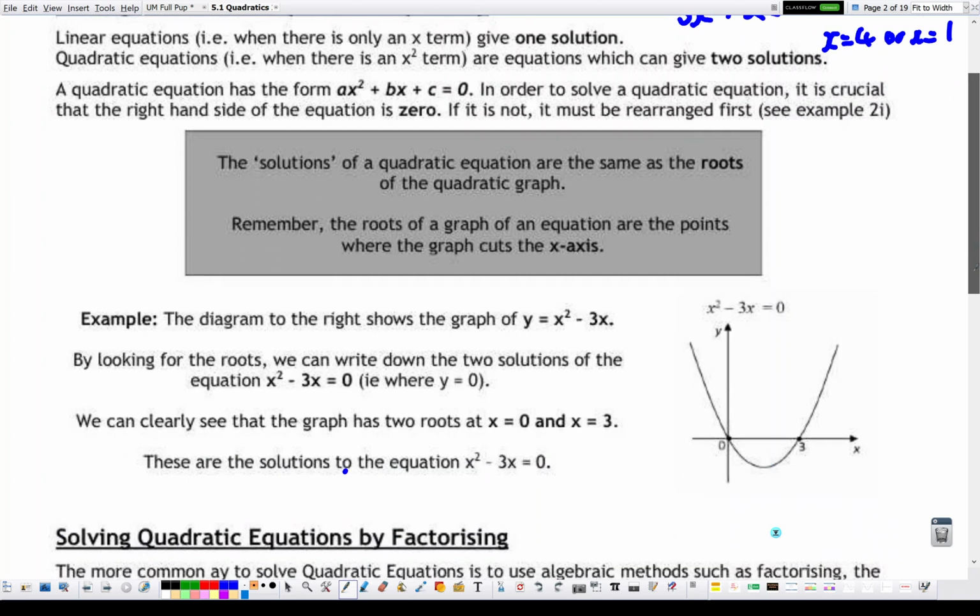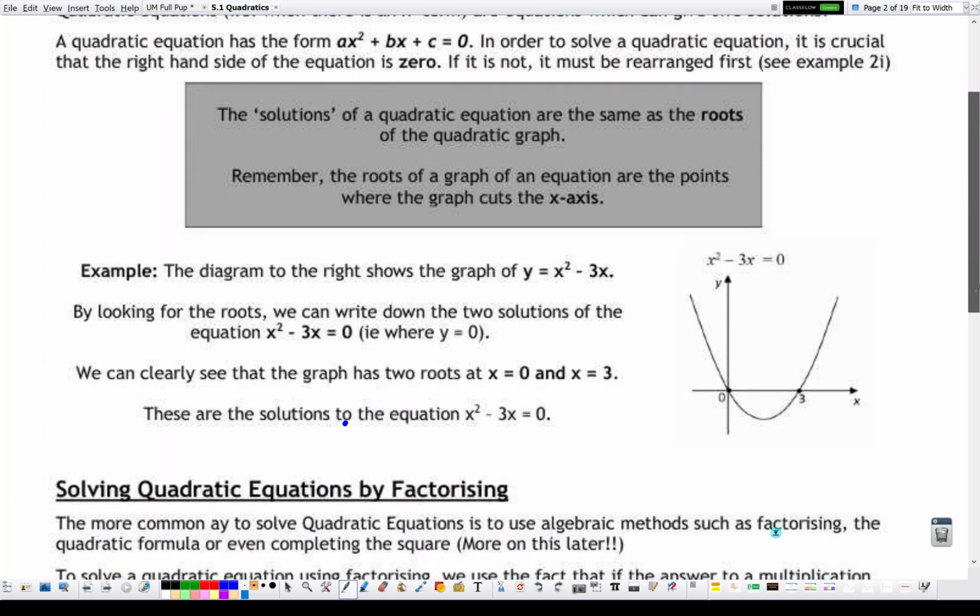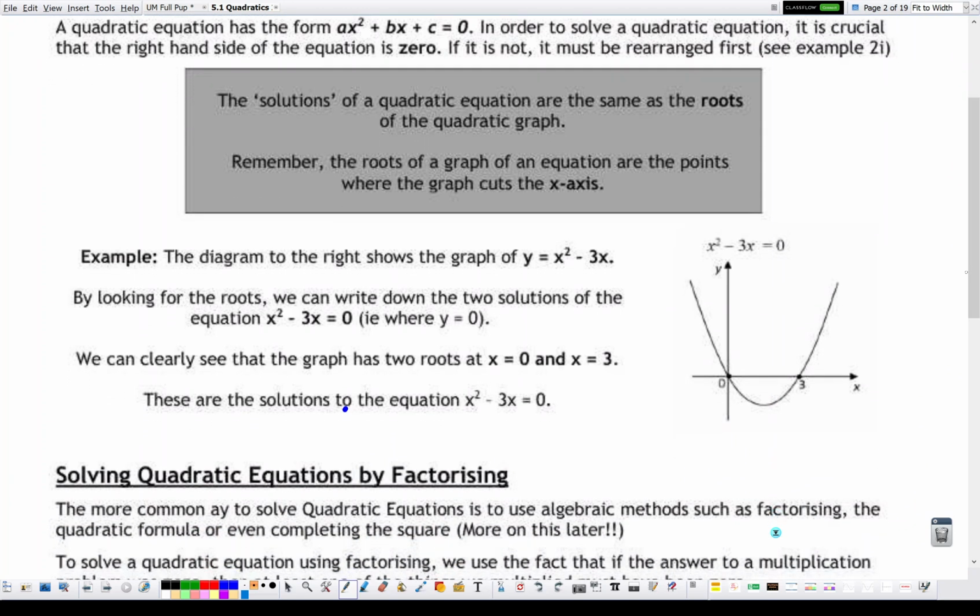Okay, so what's in this grey box is really important, right? The solutions of a quadratic equation are the same as the roots of the quadratic graph, right? Now, we've spoken about that before in our quadratic graphs topic. If you're asked for the solutions of a quadratic equation, it's talking about the roots of the quadratic graph. So I think it would be beneficial to write that sentence down underneath your heading, because that is very important. And if you need a reminder of what the roots are, write down the sentence underneath.